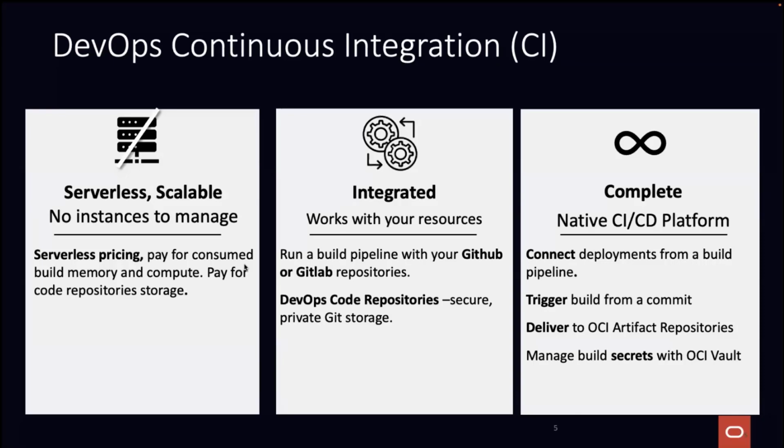For the complete native CI/CD platform, you can connect the deployment from the build pipeline, and if you have any kind of commit or push into your code, it will automatically trigger. Once triggered, it will deliver to the artifact registries like OCI artifact repositories, and you can integrate with your own OCI Vault as well as secrets.